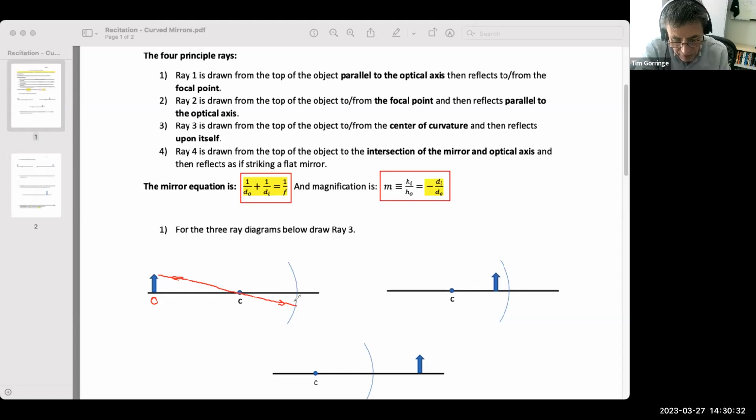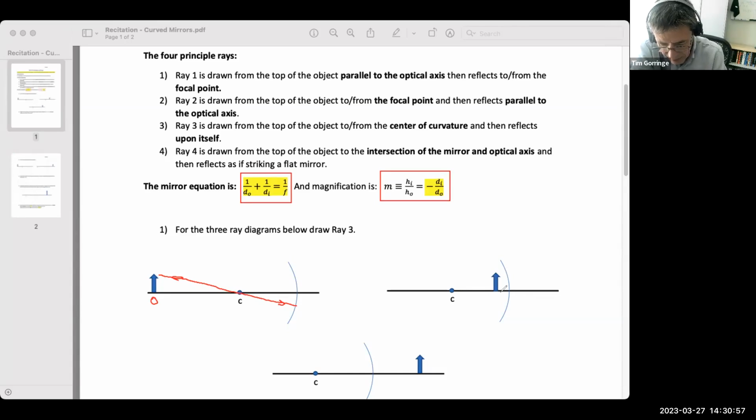So this ray strikes the mirror at 90 degrees to the mirror's surface. This ray makes a 0-degree incident angle with the normal. It makes a 0-degree reflected angle. And so the incident and the outgoing rays are along the same line here.